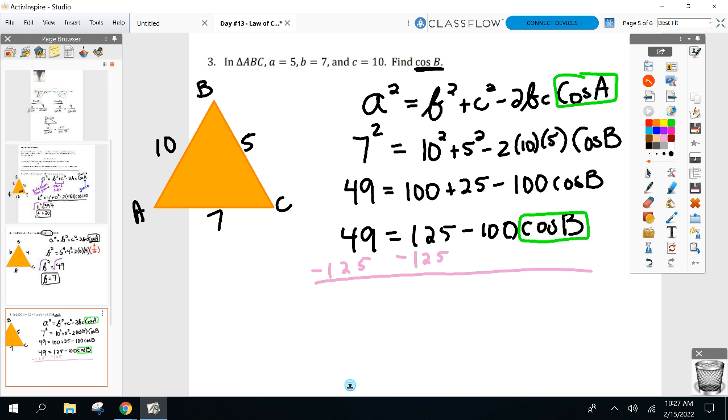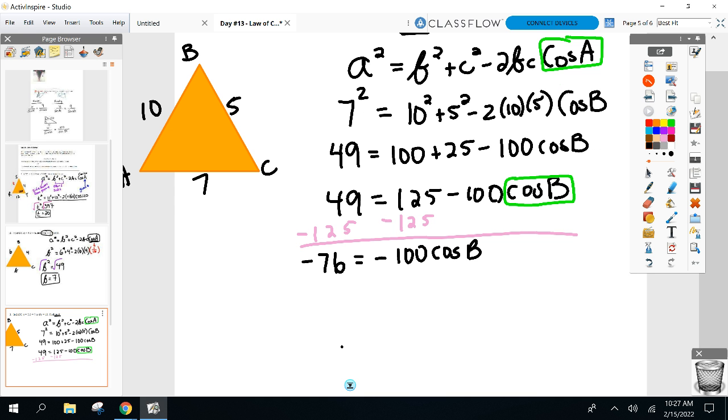You get negative 76 equals, what am I still left with on the right side? Good, don't drop the negative sign. Negative 100 cosine B. And remember what we're solving for, cosine B, not 100 cosine B. If I divide by 100, I wouldn't have cosine B alone. I'd have a negative there too. Sorry, negative 100. So everyone divide both sides by negative 100.